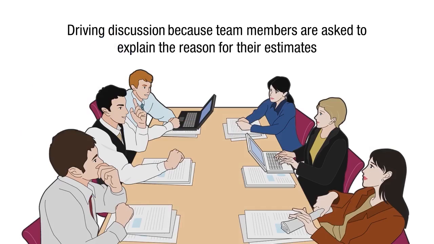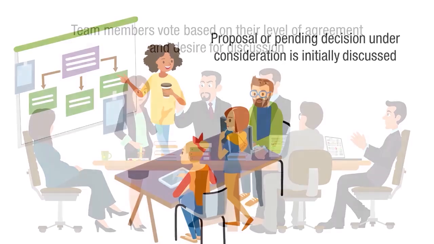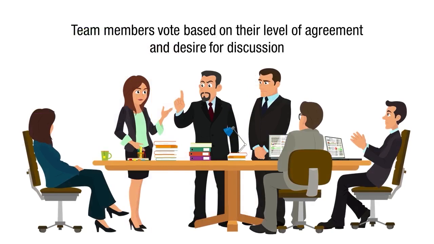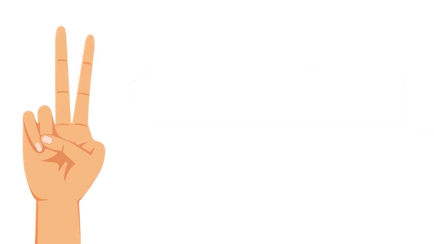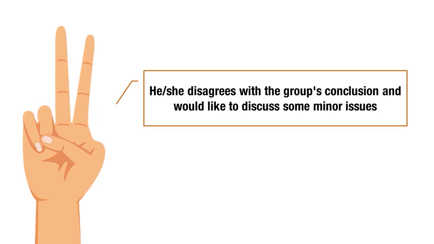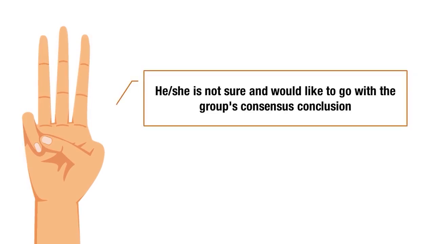Used as a general consensus building technique, the proposal or pending decision under consideration is initially discussed. Then, the team members vote based on their level of agreement and desire for discussion. If a team member raises one finger, it means he or she disagrees with the group's conclusion and has major concerns. If a team member raises 2 fingers, it means he or she disagrees with the group's conclusion and would like to discuss some minor issues. If a team member raises 3 fingers, it means he or she is not sure and would like to go with the group's consensus conclusion.